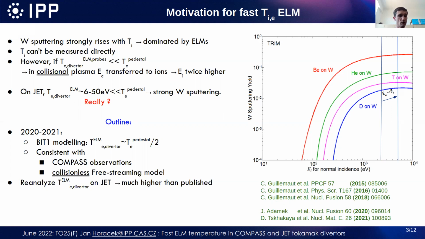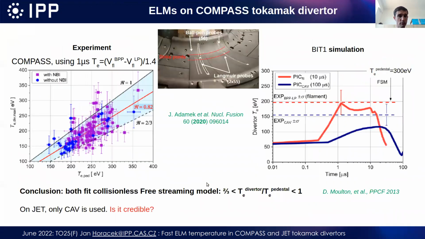In 2020-21, we performed BIT1 simulations where we observe in the code that the electron temperature on the divertor during the ELMs should be about half of the pedestal, not only a couple of percent of the pedestal. And this was found consistent with COMPASS observations and the collisionless free streaming model, where at maximum only 1/3 of the energy can be transferred. That's why we reanalyzed data during ELMs on JET, and we found that they are much higher than what has been published. And that's what I'm going to show you.